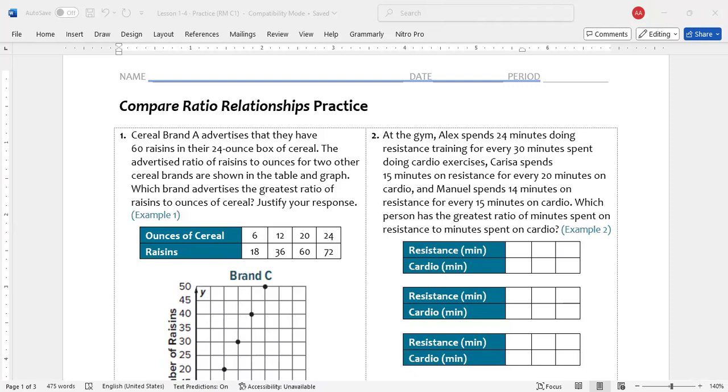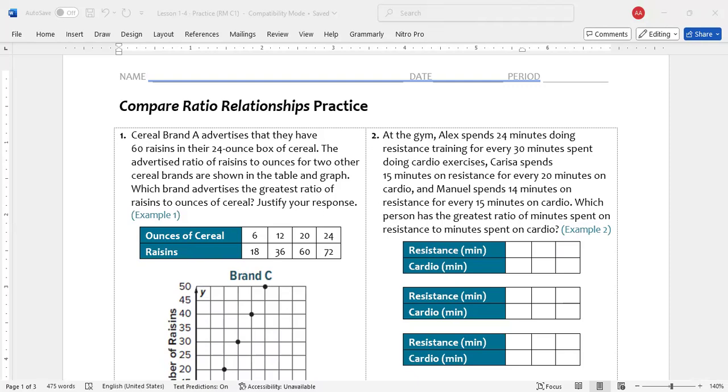Today I'm going to discuss lesson 1.4, compare ratio relationships. It means comparing: maybe you have been given two or three or four different ratios and you have to compare them. This is only possible if we have the same denominator.